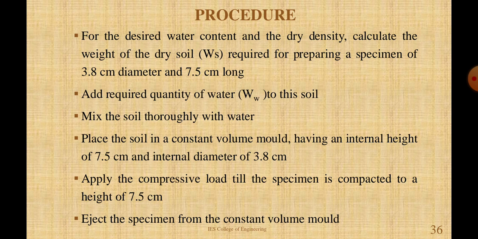Add the required quantity of water to the soil. Mix the soil thoroughly with water. Place the soil in a constant volume mold having an internal height of 7.5 cm and internal diameter of 3.8 cm. Apply the compressive load till the specimen is compacted to a height of 7.5 cm and eject the specimen from the constant volume mold.